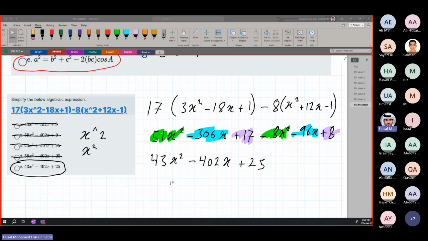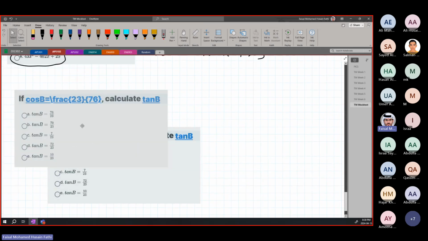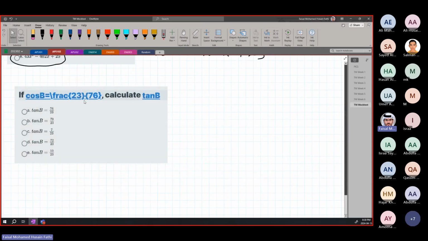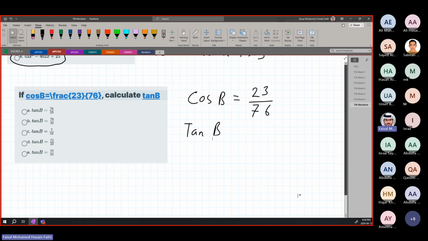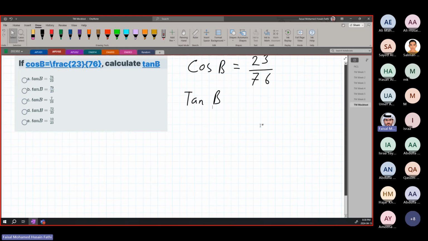I'm guessing this is just a printing error because I printed this. So cosine B is equal to fraction 2376. What this basically means is cosine of B is equal to 23 over 76. This is what they gave you. Find tangent of B.